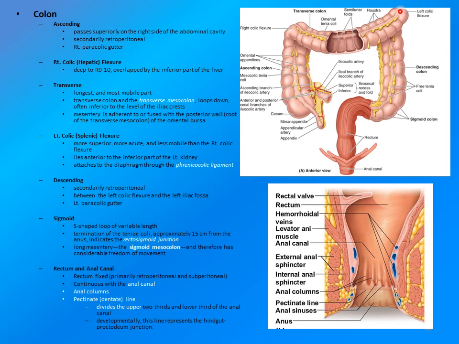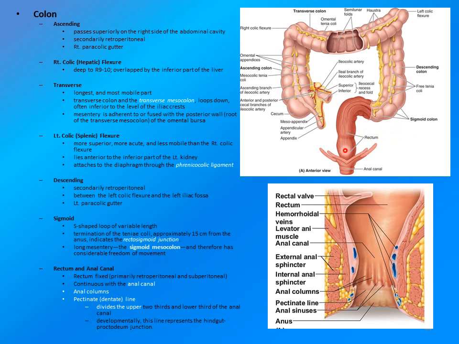The left colic flexure or the splenic flexure lies anterior and inferior to the left kidney. It attaches to the diaphragm through the phrenicocolic ligament. Then we have the descending portion, which is also retroperitoneal, and because of its peritoneal covering, it creates lateral to it a left paracolic gutter. The sigmoid colon is S-shaped, and it can be of variable length. It is the termination of the taenia coli, actually approximately 15 centimeters from the anus. This indicates the rectosigmoid junction. It also has a long mesentery, the sigmoid mesocolon, and therefore it has a considerable amount of movement.